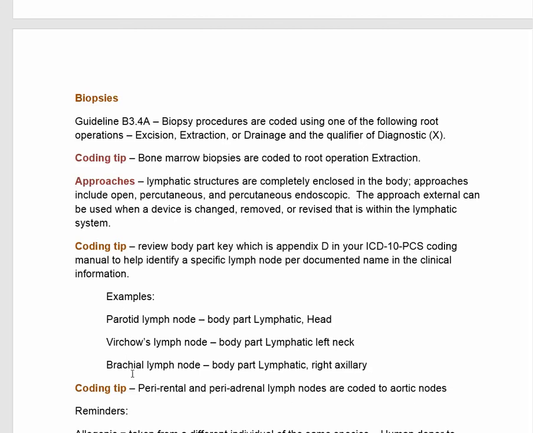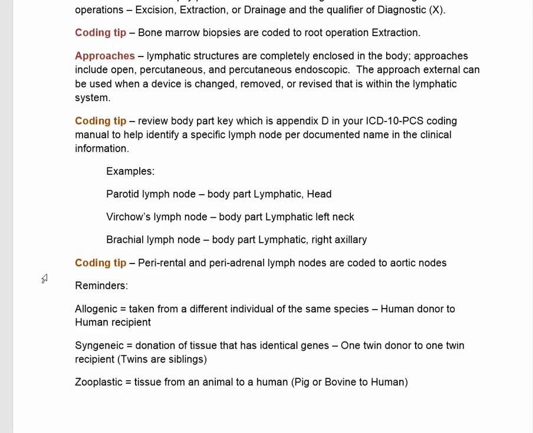On the left side of this screen, you have the terminology that you might see, such as brachial lymph node. If you don't know where that is, it's lymphatic, right axillary, in terms of a coding choice when you get to the coding table or when you're in the alpha index. She also talks in your textbook about perirenal and periadrenal nodes being coded to the aortic nodes, meaning the ones around the kidneys or around the adrenal glands.